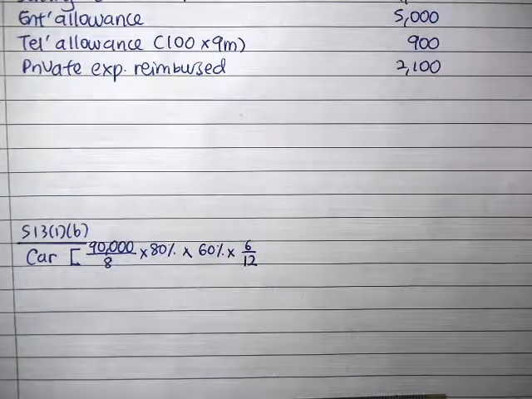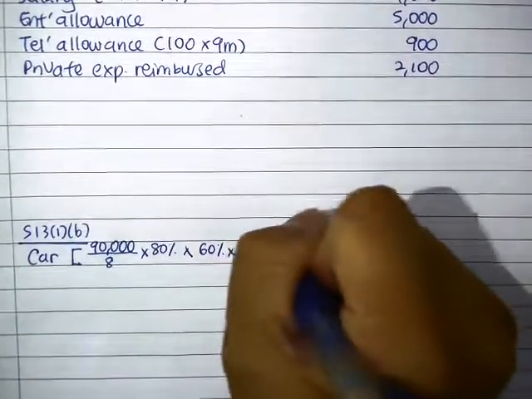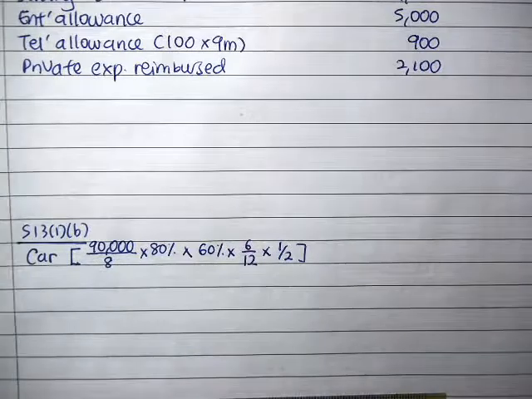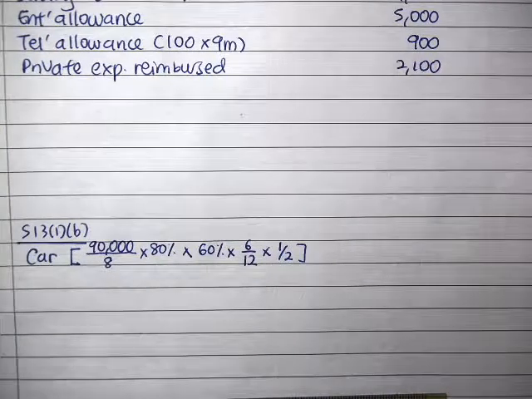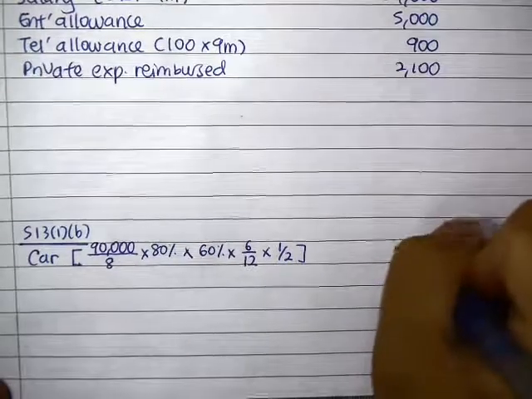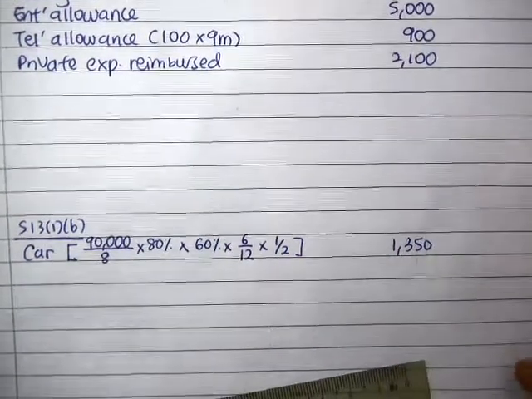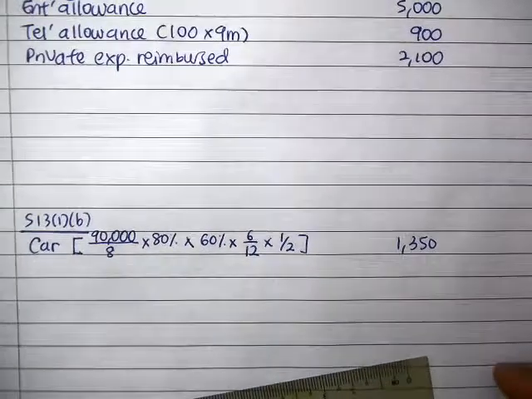Anything else? Sharing. She shared the car with another employee. So multiply by half. So the benefit will only come to 1350. Alright?